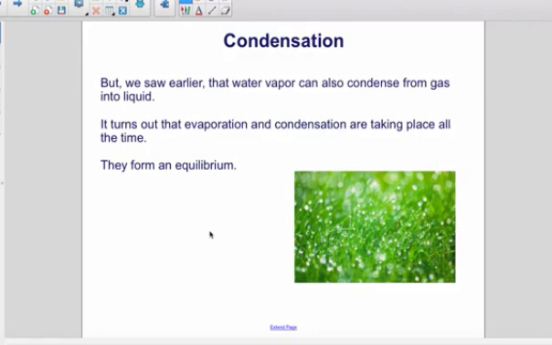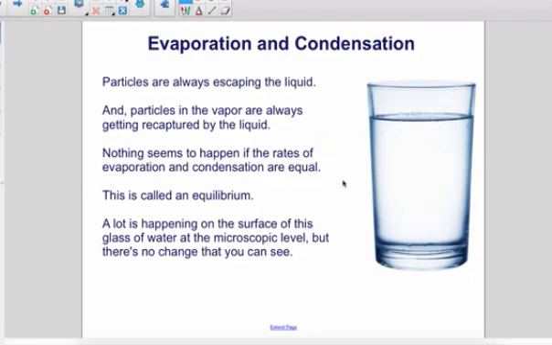But we saw earlier that water vapor can also condense from gas into liquid. It turns out that evaporation and condensation are taking place all the time. They form an equilibrium. Particles are always escaping the liquid, and particles in the vapor are always getting recaptured by the liquid. Nothing seems to happen if the rates of evaporation and condensation are equal. This is called an equilibrium.